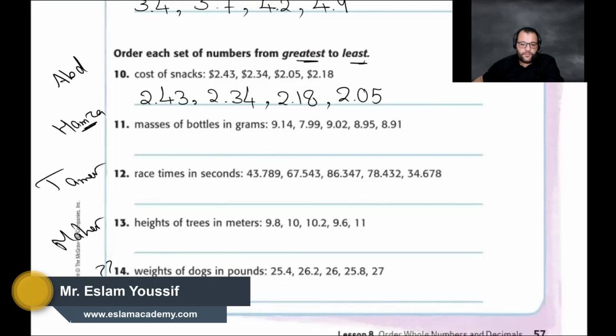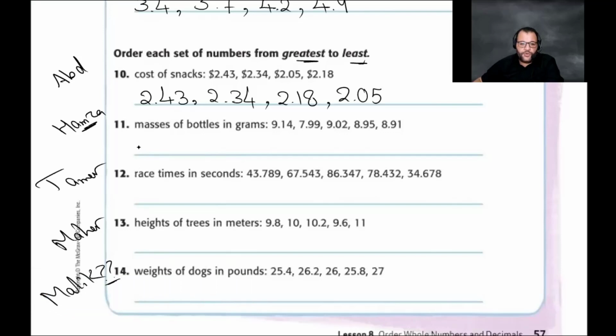Question 11: 9.14. I need from the greatest to the smallest. So 9.14 is the greatest number, and 9.02, yes, 9.02. Then 8.95, then 8.91. The next, 7.99. Okay, thanks.